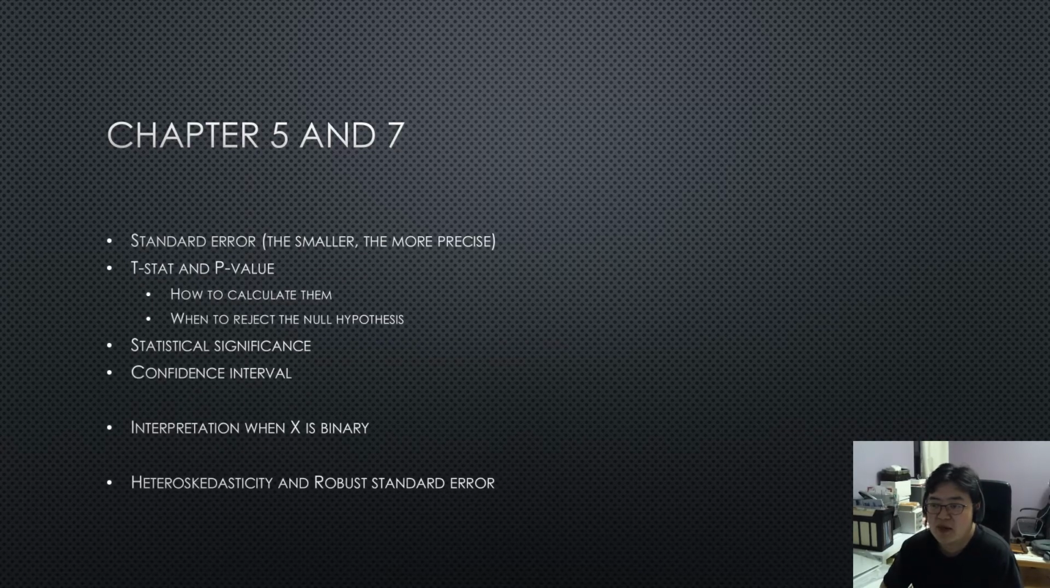Okay. And chapter 5 and chapter 6 are also based on single regressor and multiple regressors. Chapters 5 and 7 are more technical, more statistical. And the most important object in these chapters is the standard error. So of course you have an estimate, and then the second thing you need to get is the standard error, which measures the precision or the accuracy of your estimate. So the smaller the standard error is, the more precise your estimators are.